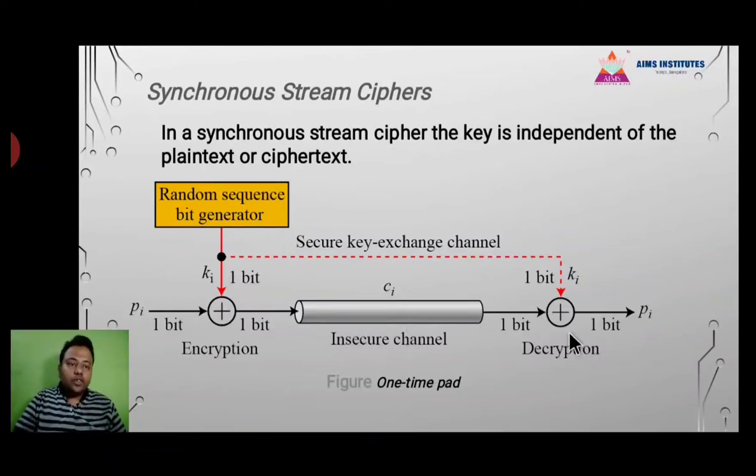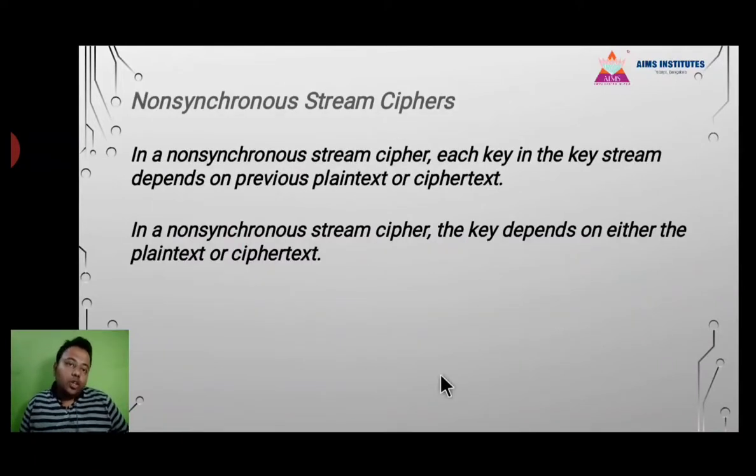When we have transferred it, that 1 bit of data comes to the receiver's point and he wants to decrypt it. For decryption, he will again use the same bit of key, taking it from the random sequence bit generator and XORing it to get back his plain text. So this is also called the one-time pad, where all the data are processed at every sequence of time. Then comes the non-synchronous stream cipher. In a non-synchronous stream cipher, each key in the key stream depends on the previous plain text or cipher text. So here the key is completely dependent on it.